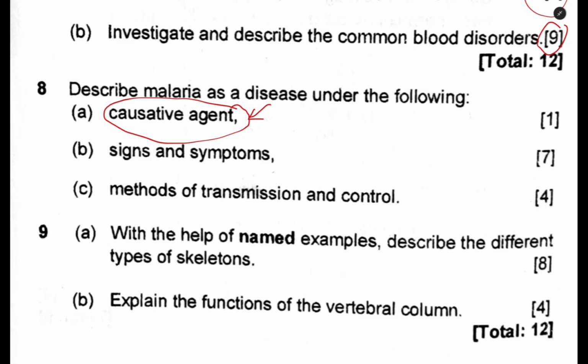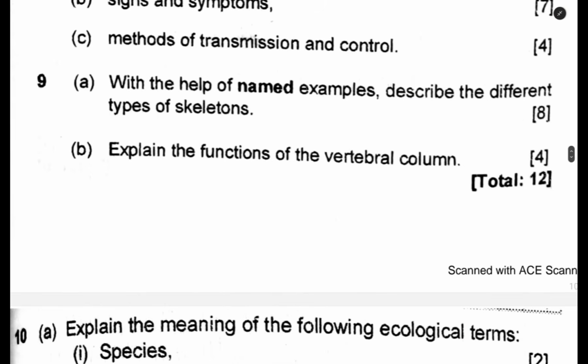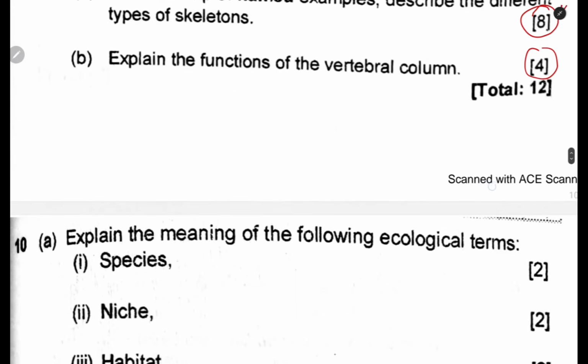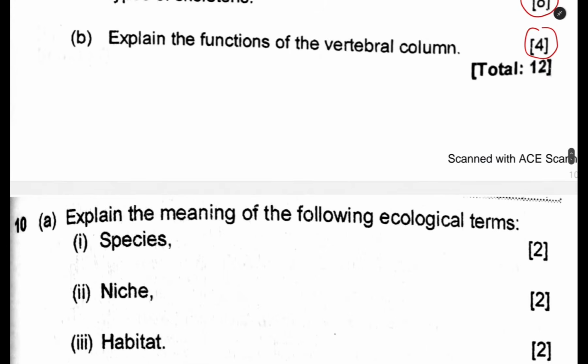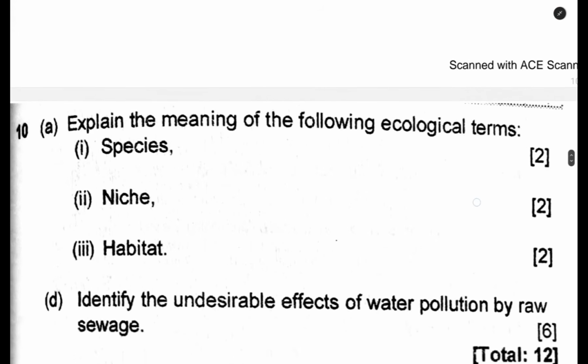Then question 9, with the help of named examples, describe the different types of skeleton. So types of skeleton, also on the skeletal system, the question has been missing for some time. That is section B. So you might also need to look at different types of skeleton. Explain the function of the vertebral column. Also this one, just on the skeletal system, the whole topic you have to revise. And I did previously, I think, a recording just answering some questions on the skeletal system. So that is available.